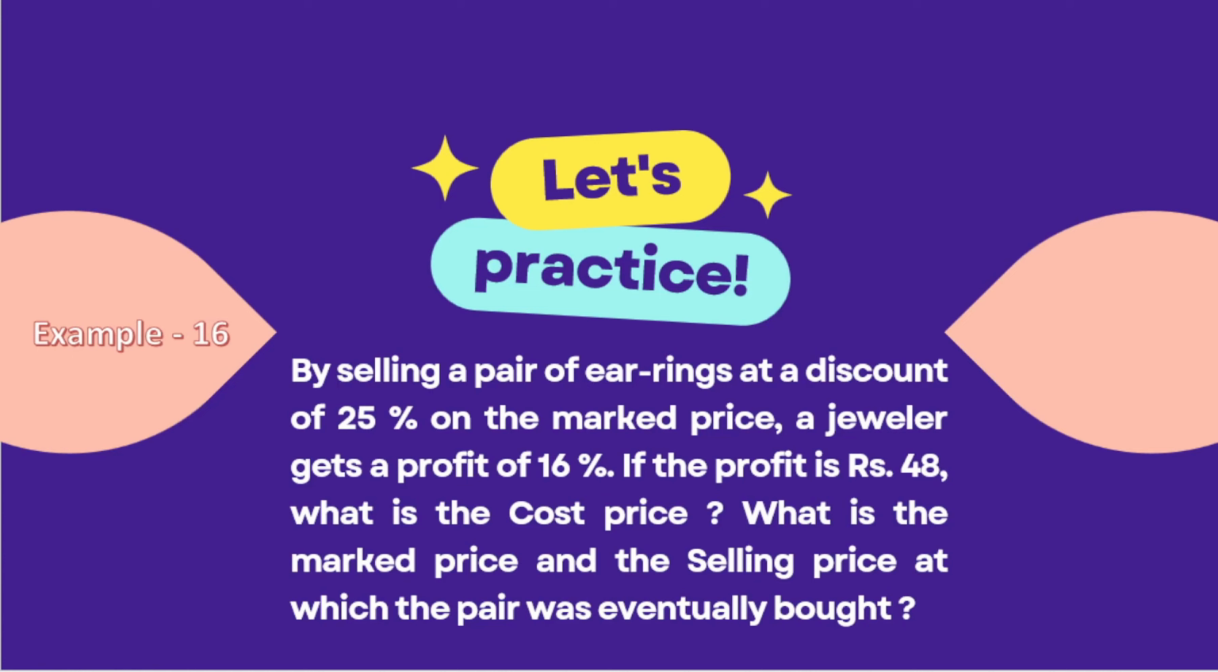It is given that by selling a pair of earrings at a discount of 25% on the marked price, a jeweler gets a profit of 16%. If the profit is rupees 48, then what is the cost price? And what is the marked price and the selling price at which the pair was eventually bought? Let us try to solve this example number 16.